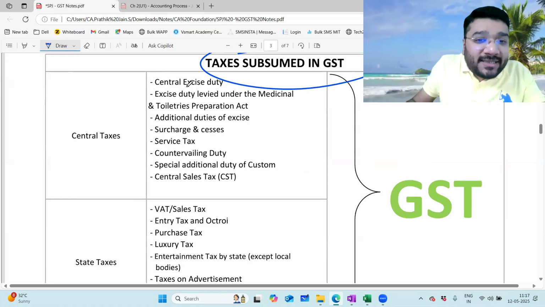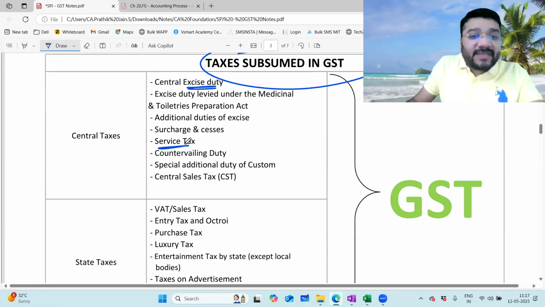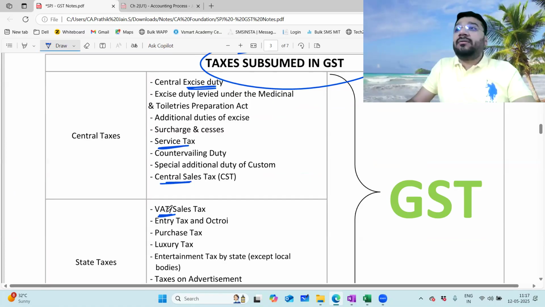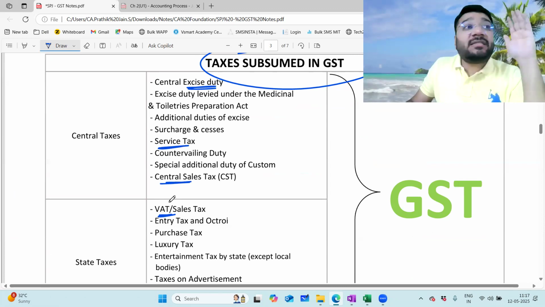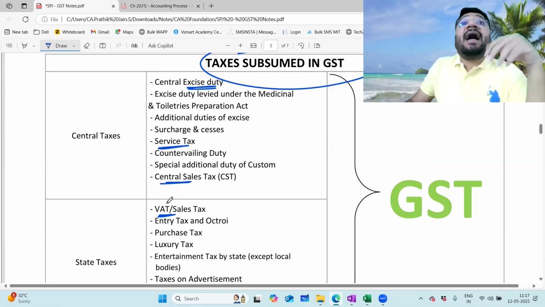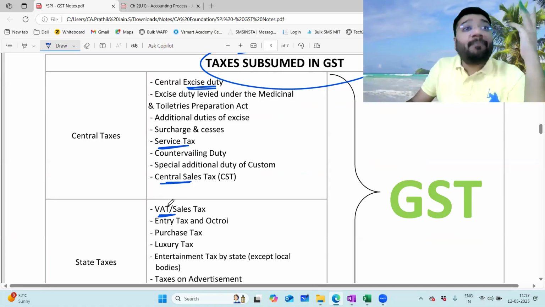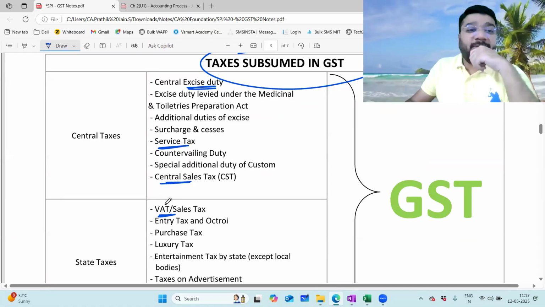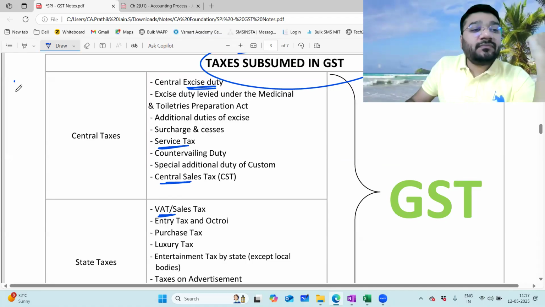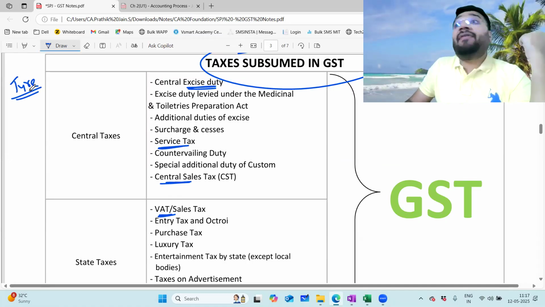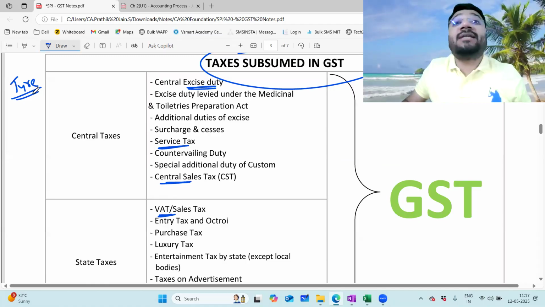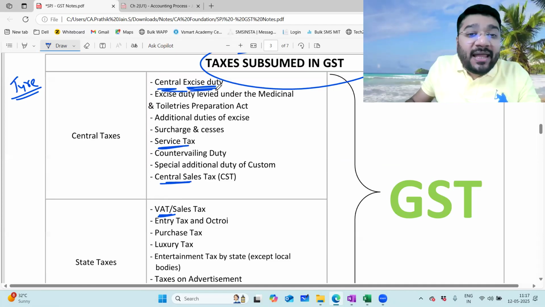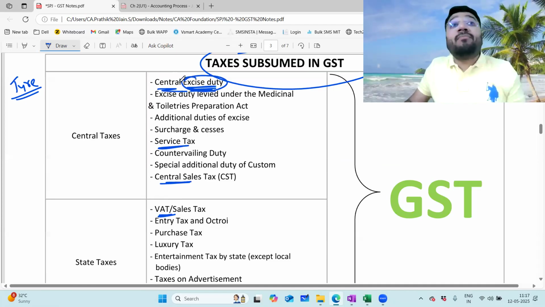There was something called excise duty. There was something called service tax. There was something called CST. There was something called VAT. I'm telling you, in the pre-GST era, that is before 1 July 2017, we had n number of taxes. For example, let's suppose you were the manufacturer of tires. Upon manufacturing, the government at that time said that you have to pay a tax called excise duty. Central excise duty. So excise duty is a tax on the manufacturing of goods.